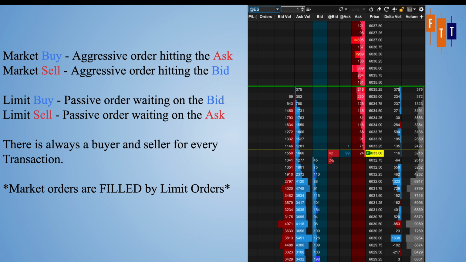In order to move down, you would need 75 traders to market sell at this 6,032.50, and then the market would move down to facilitate that trade. All right, that's kind of the basics of it.